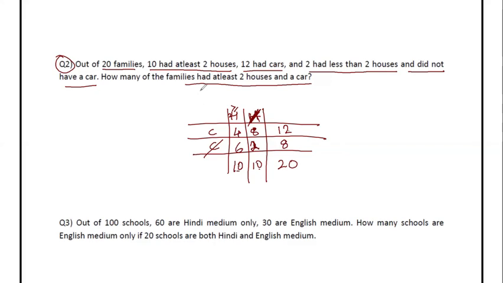So how many of the families had at least two houses and a car? At least two houses and a car, meaning four is your answer. Because four are the number of families who have a car also and have at least two houses. So you can go through this question again. Four is my answer.